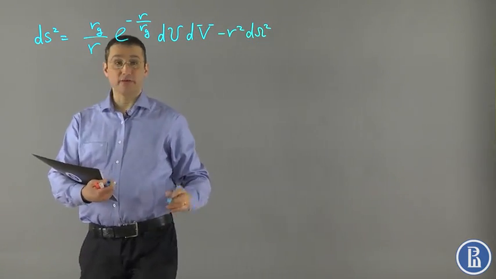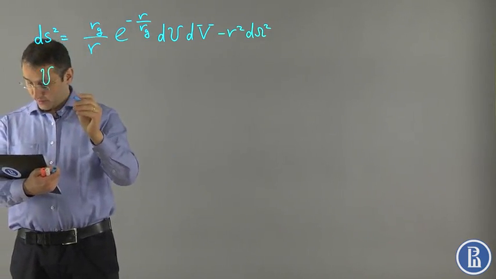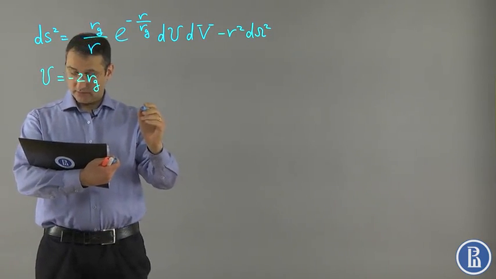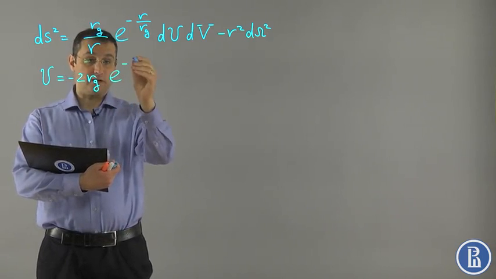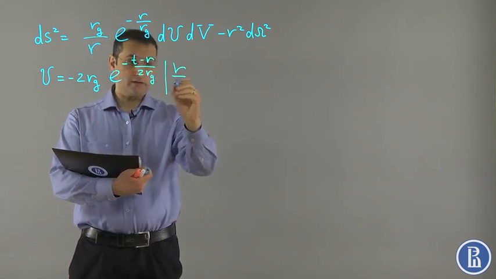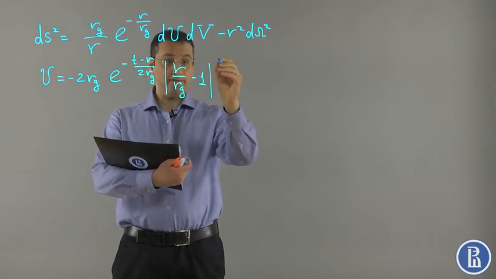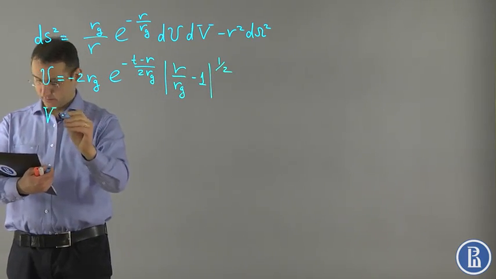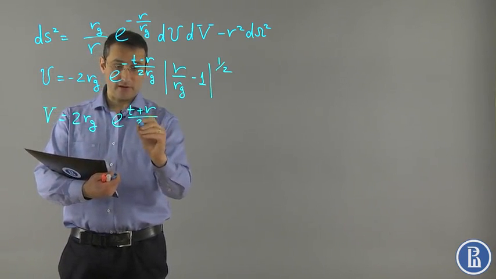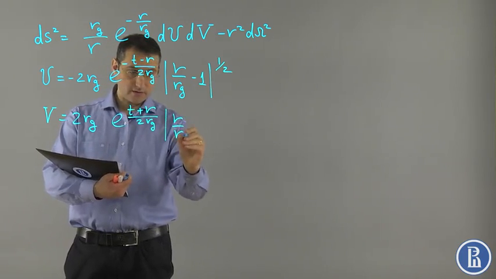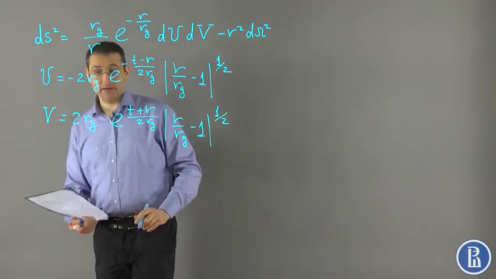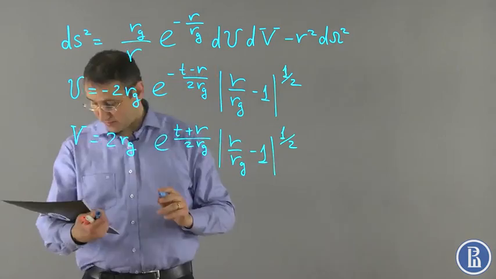And I remind you that u and v are related to the original Schwarzschild coordinates as follows: u is equal to 2rg minus 2rg exponent of minus (t minus r) divided by 2rg times (r divided by rg minus 1) to the power 1/2. And v is equal to 2rg exponent of (t plus r) divided by 2rg multiplied by (r divided by rg minus 1) to the power 1/2. So now we're going to draw and describe this space-time.